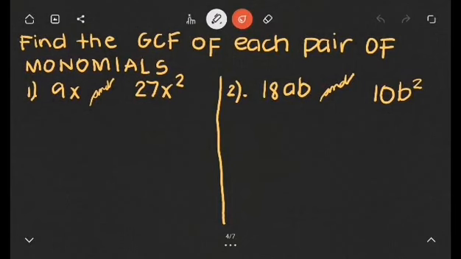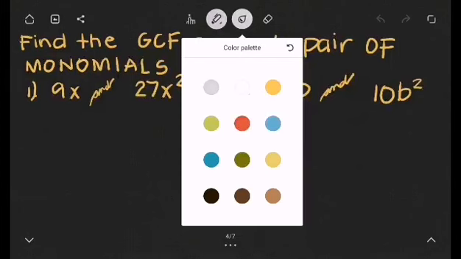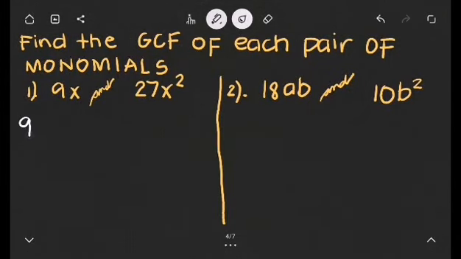So, i-apply natin yung pagkuha ng GCF through listing or prime factorization with the following pair of monomials. Okay. Unahin natin yung number 1. Let's say we have to find the GCF of 9x and 27x squared by listing or prime factorization. So first, ano-ano yung magiging factors ng 9? Pwedeng maging factors ng 9 ay 3 times 3. Although another possible factor ng 9 is 9 times 1, but 9 is not a prime number. So, itong process na ginagawa natin is with the use of prime factorization.